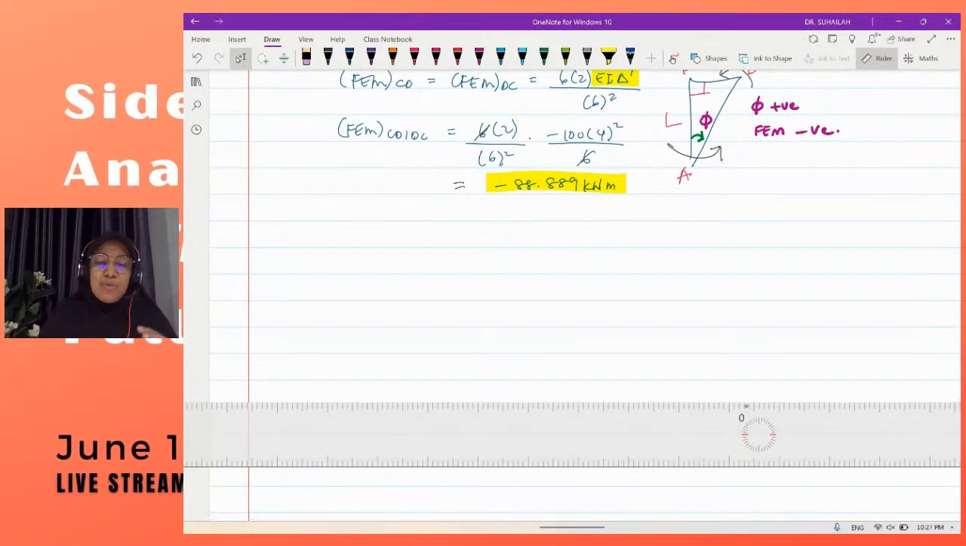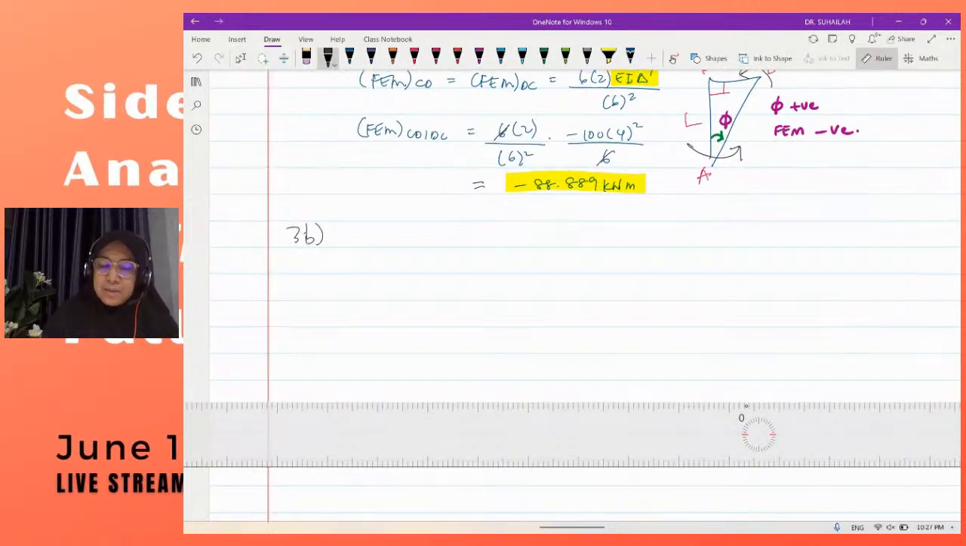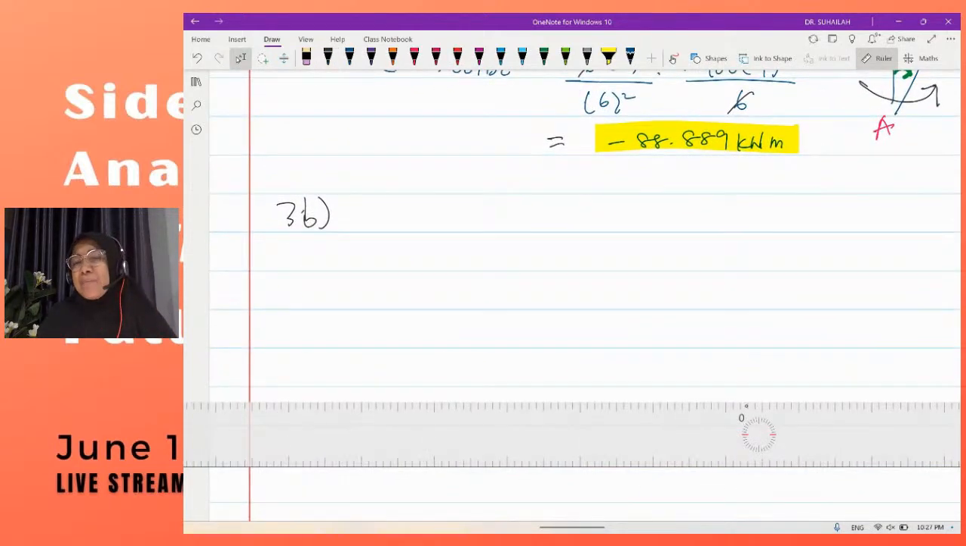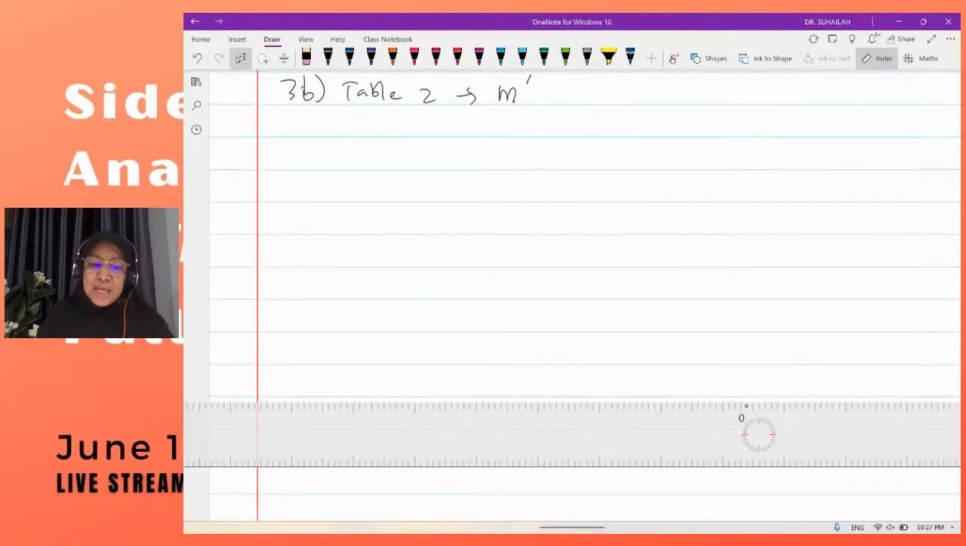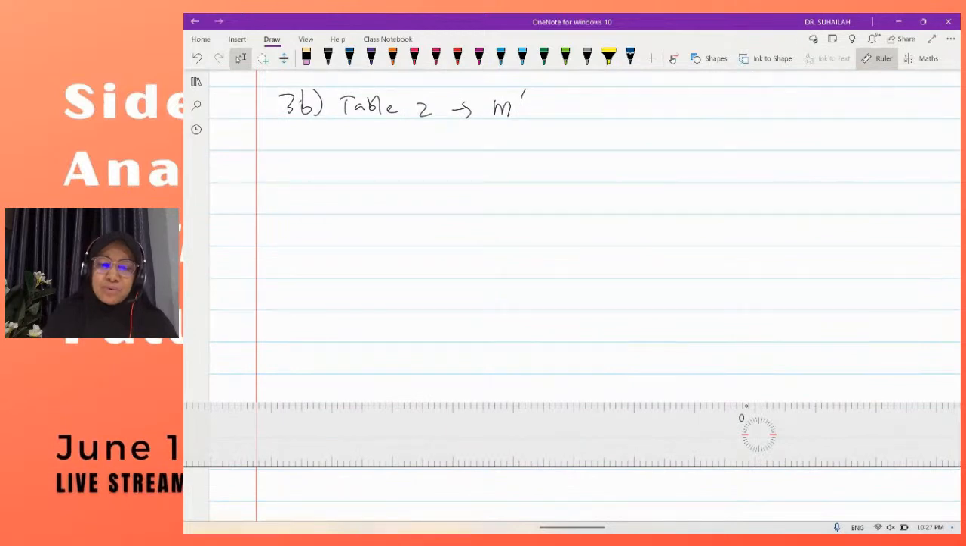So next, we move to step 3B. In 3B, we should repeat the same process. This is table 2. Table 2 is to calculate M prime. Same as what we have done previously. So we have to list all the members: AB, BA, BC, CB, CD, DC.